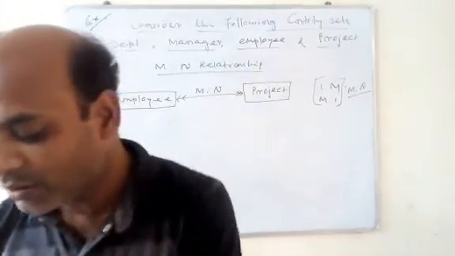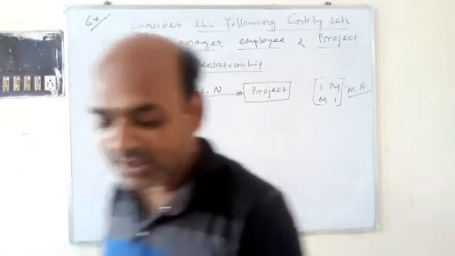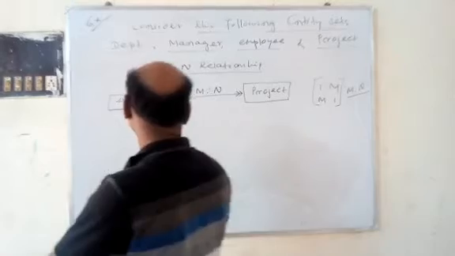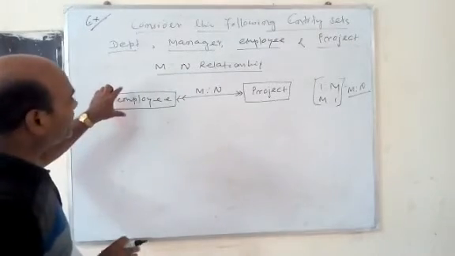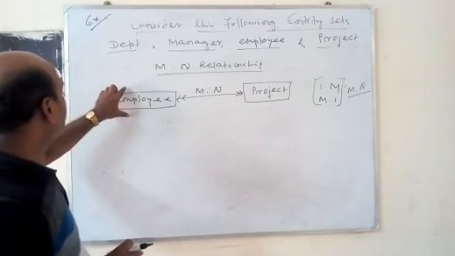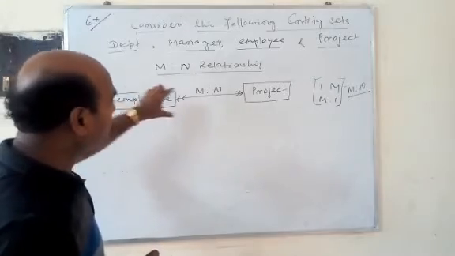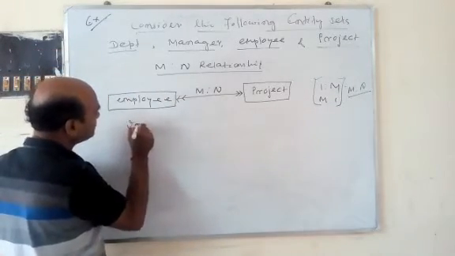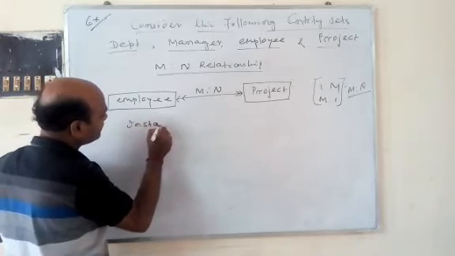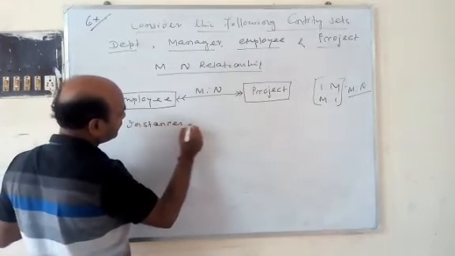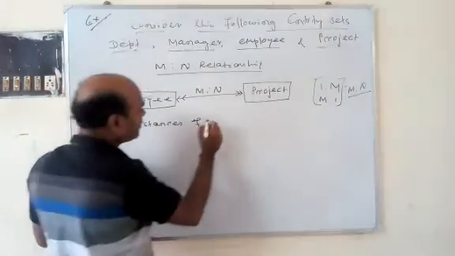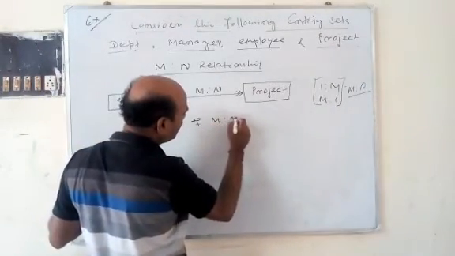Okay. Now we will consider the instances of such a relationship that is many to many. This relation is a many to many relationship. The instances will be considered for this diagram. Now these are the instances of this diagram, that is, many to many relations.